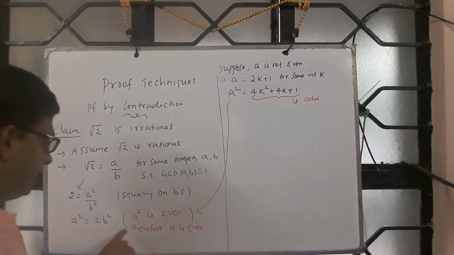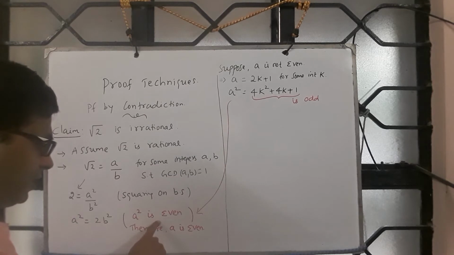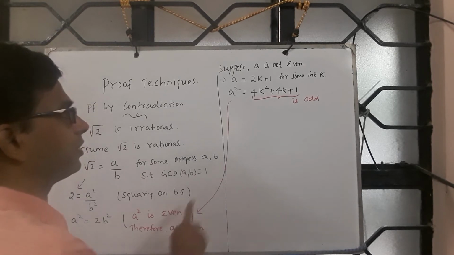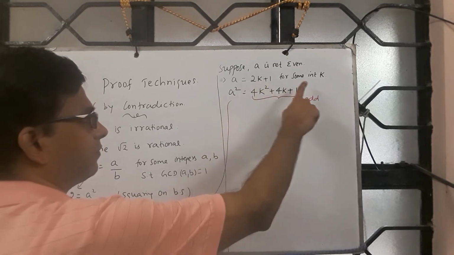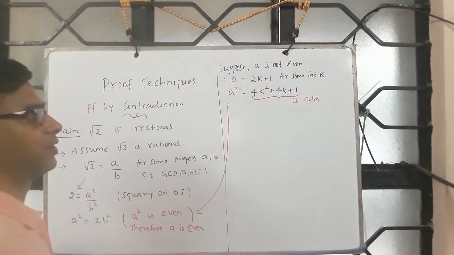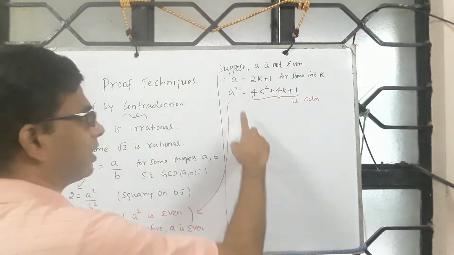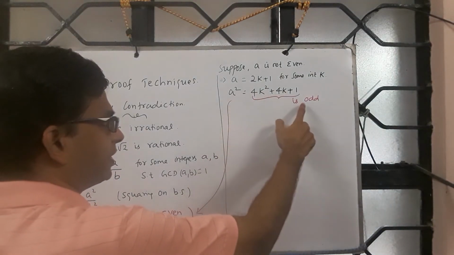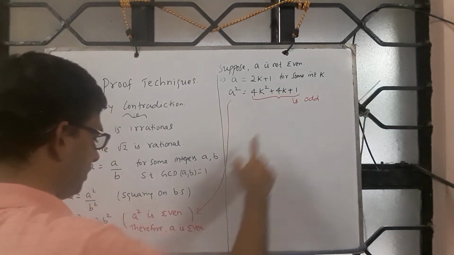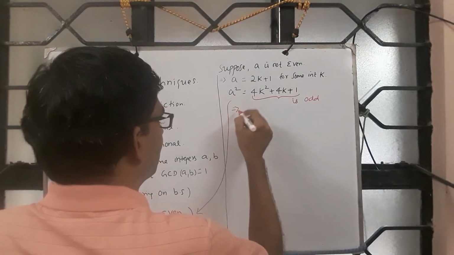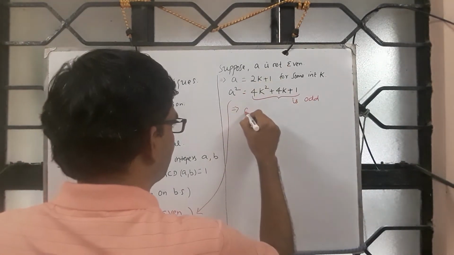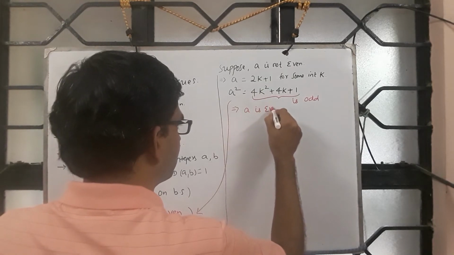So on one side we have established a square is even, and we want to show a is even. Suppose not, so a is an odd number, so a equals 2k plus 1 for some integer k greater than or equal to 0. Now if you compute a square, you see that it's an odd number, but it's contradicting this. This implies that our assumption is incorrect, therefore a is even.